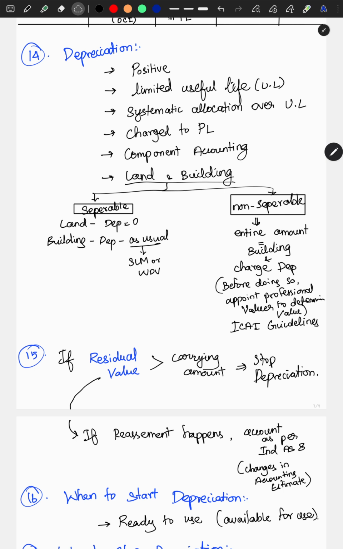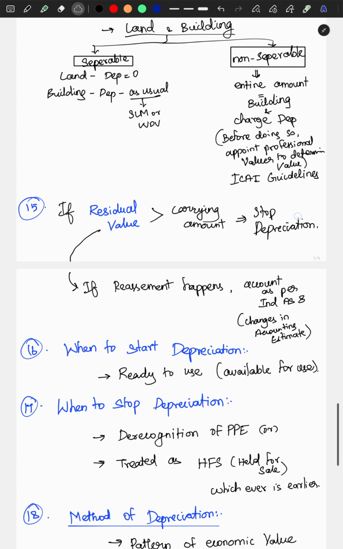But for our exam purpose, if the question says that the land and building is not separable, or the non-depreciable asset and the depreciable asset is not separable, then the total amount has to be considered as a depreciable asset and then we charge depreciation on the entire amount.